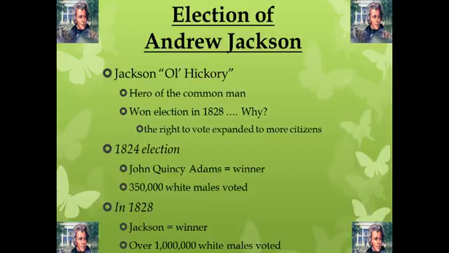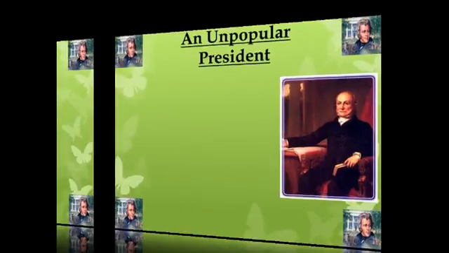With the election of Andrew Jackson, his nickname was Old Hickory, he was a hero of the common man. And he loses in 1824, but why does he win in 1828? Well, the right to vote was expanded to way more citizens, so he was able to get more people involved and win the Electoral College. In 1824, there were 350,000 white males voting. In 1828, there were over 1 million. That's a big difference. So this is what propelled Jackson to victory in that election.